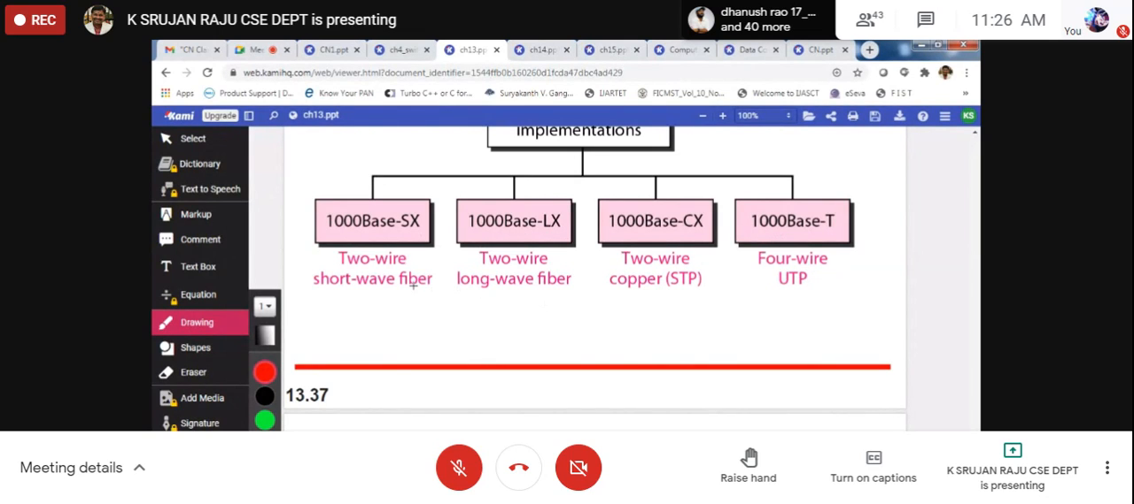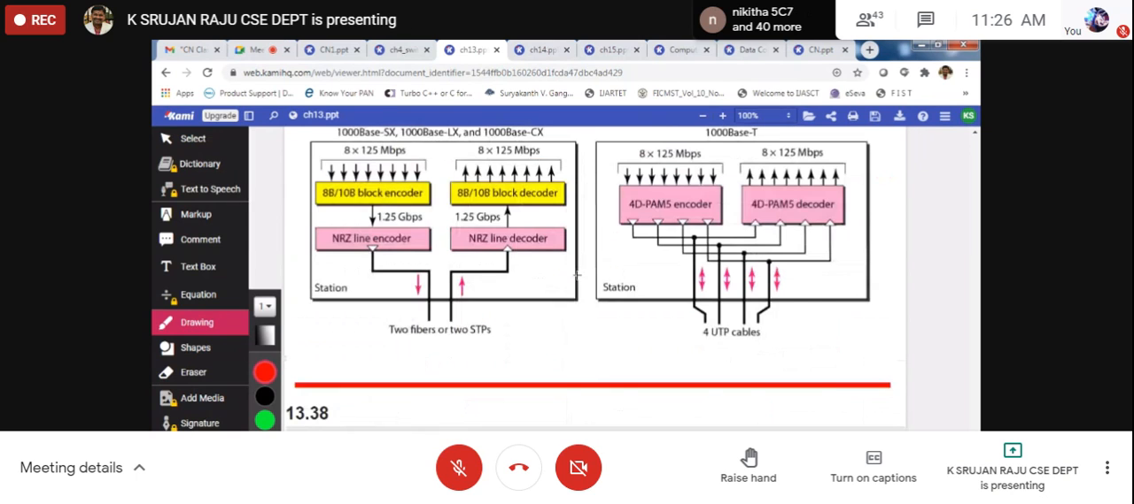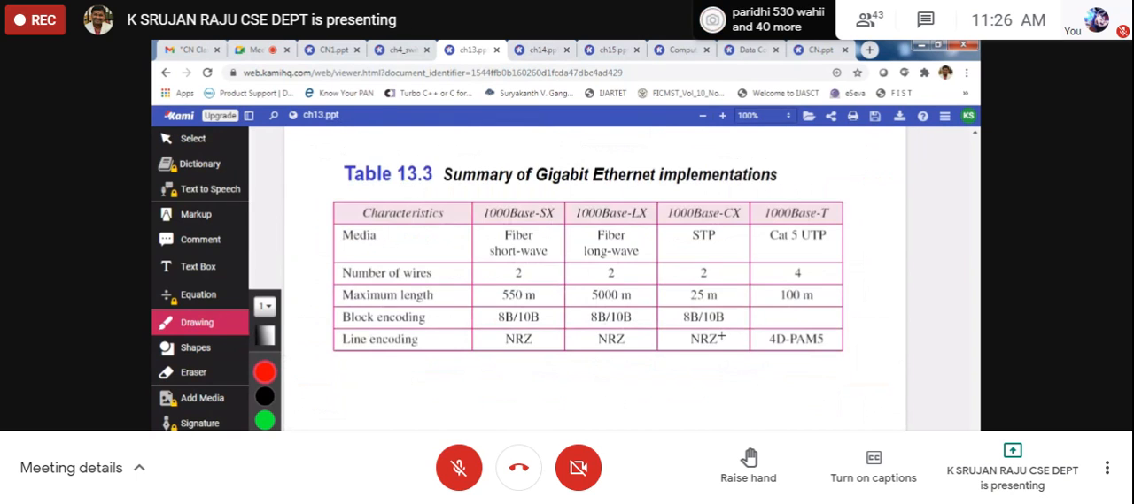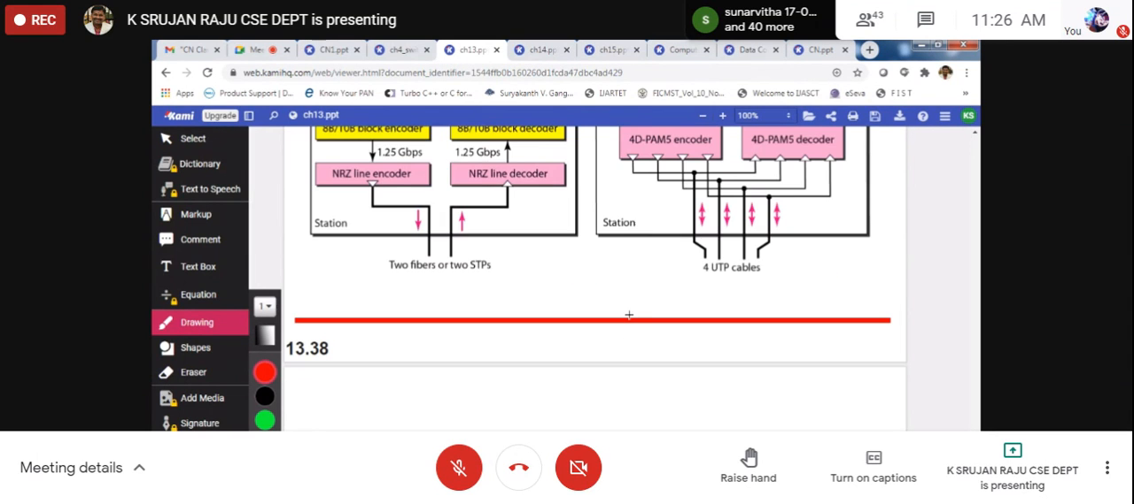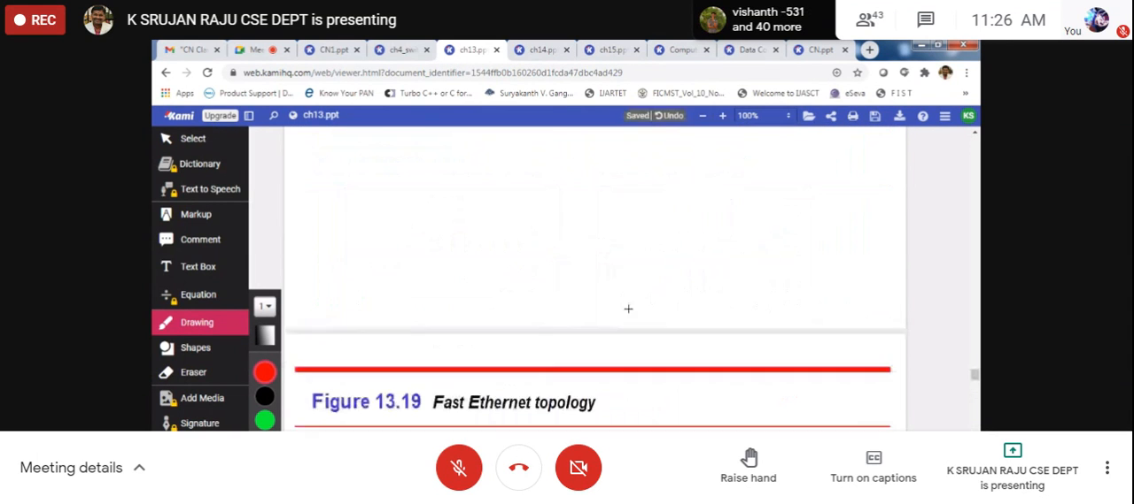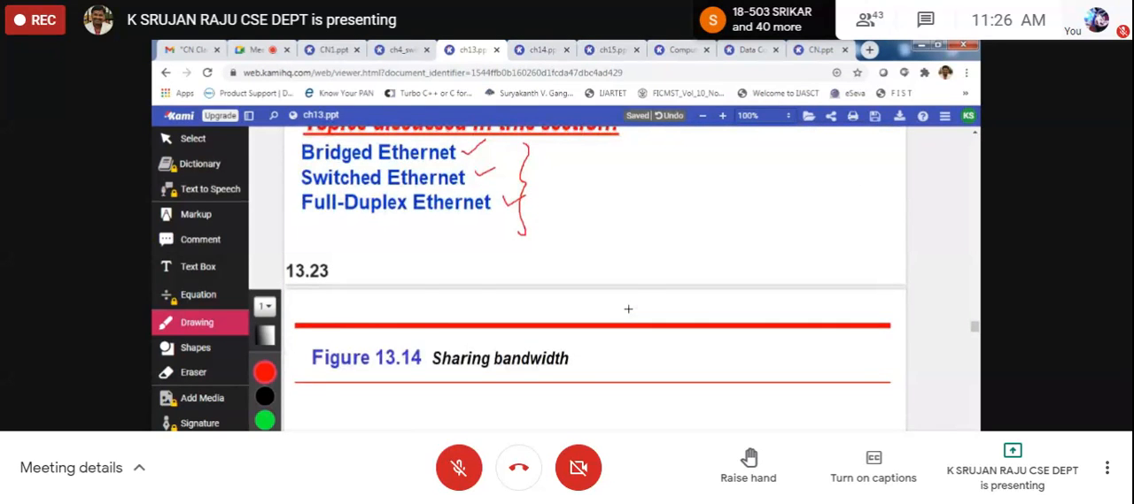Now, which cables we are going to use, how it is going to happen, and what the encoding techniques are. When it comes to 10 gigabit, the format we are going to use is 10GBaseS. Ultimately this is Ethernet and all, but how are we going to do that?